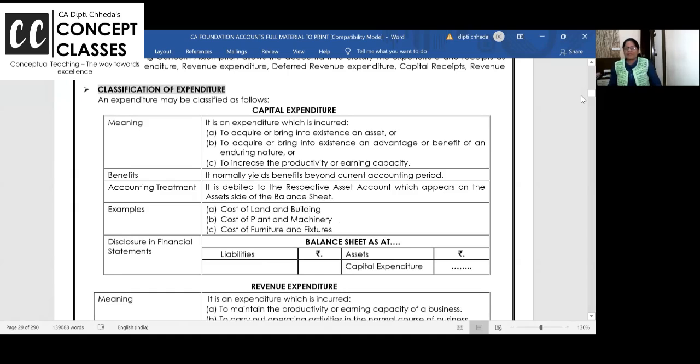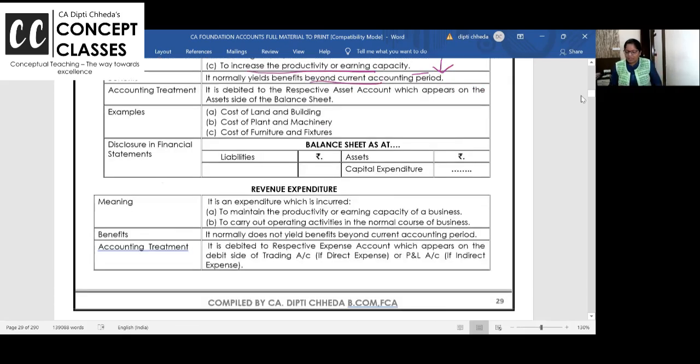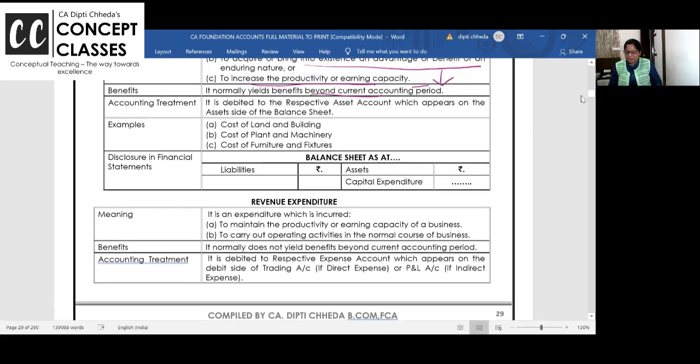What is capital expenditure? The benefit of which goes beyond 1 year, and an asset comes into existence. This expenditure has a long-term benefit, and generally capital expenditure will help you increase the productivity or the income of the company, or it will help you reduce the expenses. So this is all about capital expenditure.